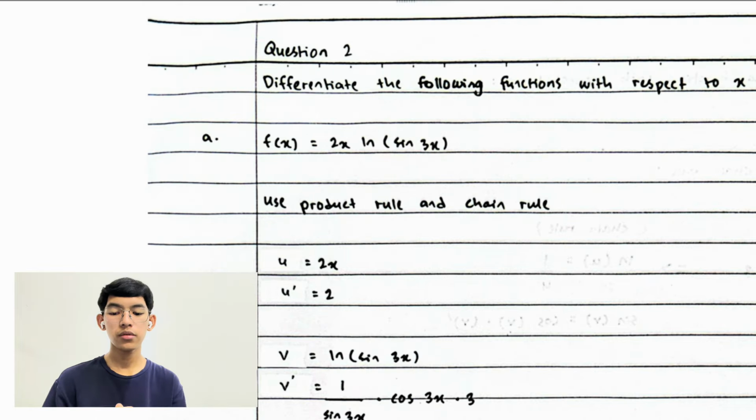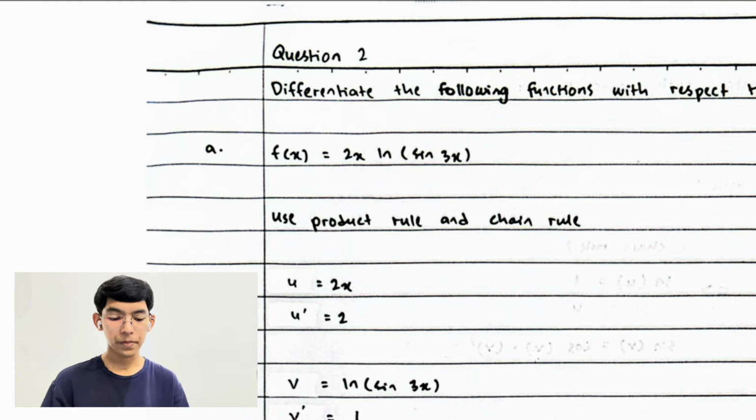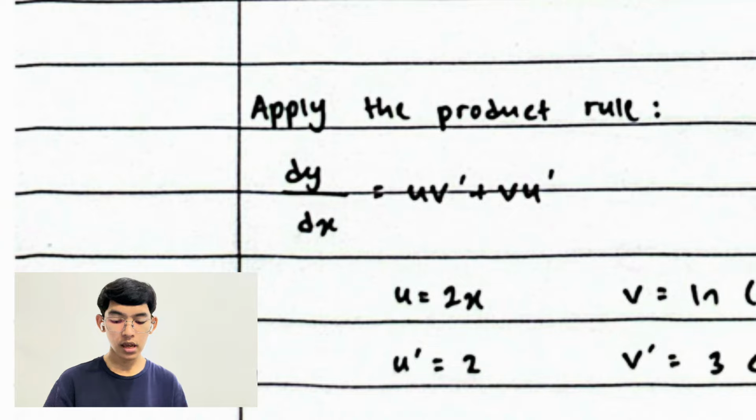For question number 2, differentiate the following function with respect to x. Question A, f(x) equals 2x ln sin 3x. So we need to use the product rule and chain rule. Okay, first step, we need to identify the structure of the function. Here we have a product of two functions, 2x and ln sin 3x. So we will use the product rule, which is dy dx equals u v prime plus v u prime.